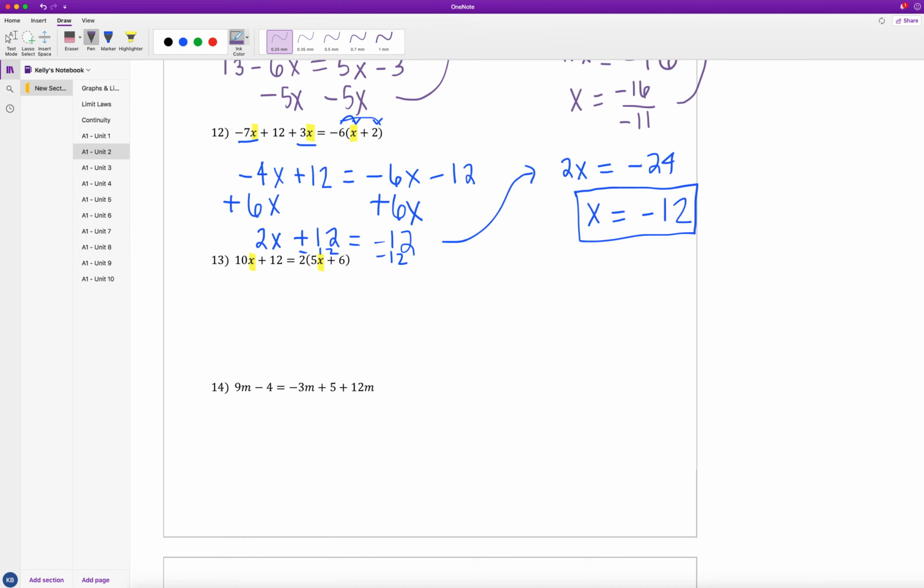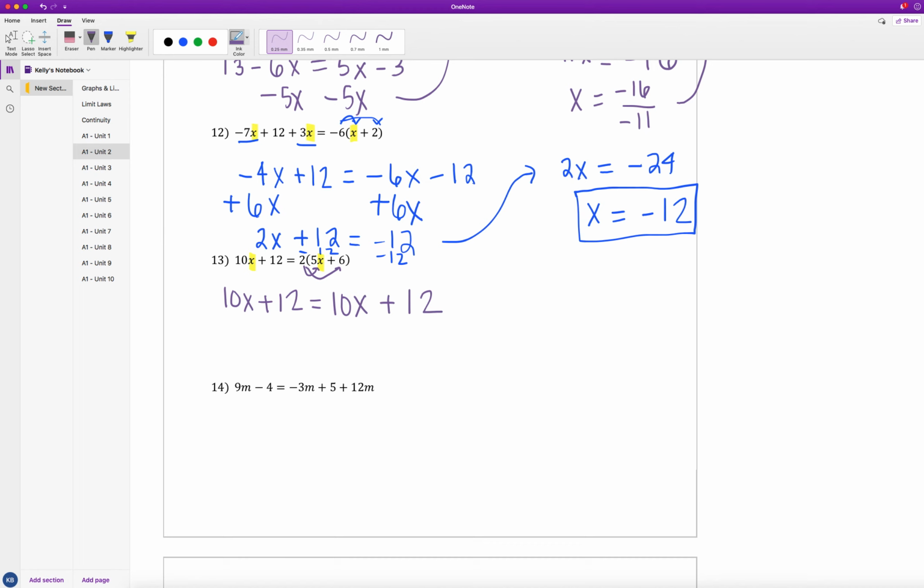Okay, let's check 13. So there's nothing to combine on the left-hand side, so I'm going to go ahead and rewrite it because on the right-hand side I need to distribute that 2 into the parentheses. So 2 times 5x will give me 10x, and then plus 2 times 6 will give me 12. So now I have 10x plus 12 equals 10x plus 12.